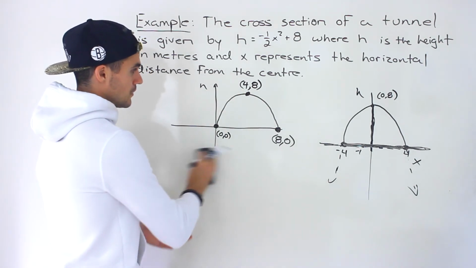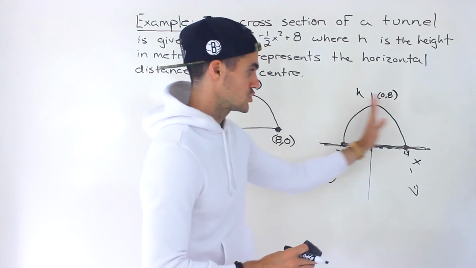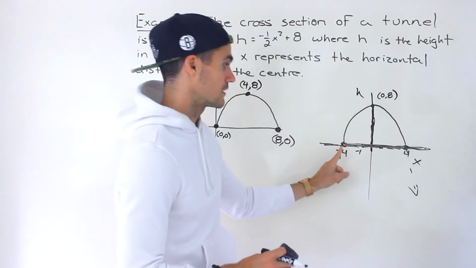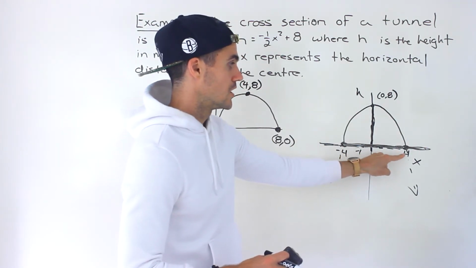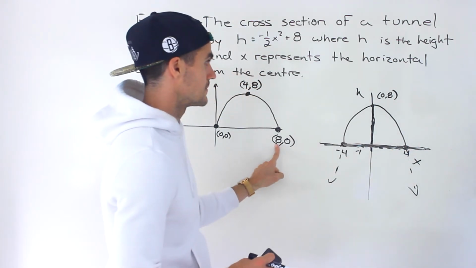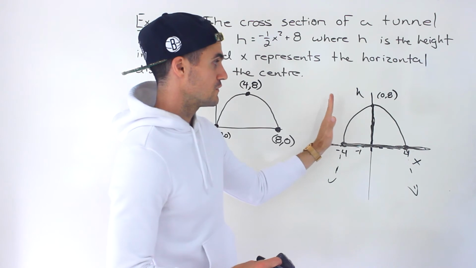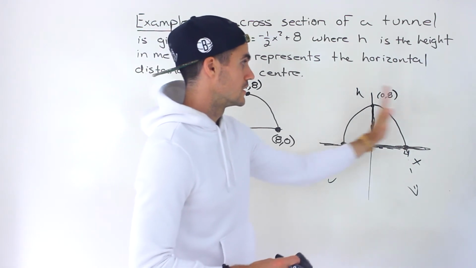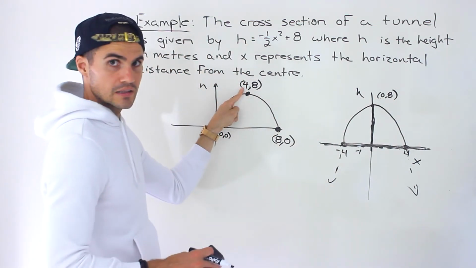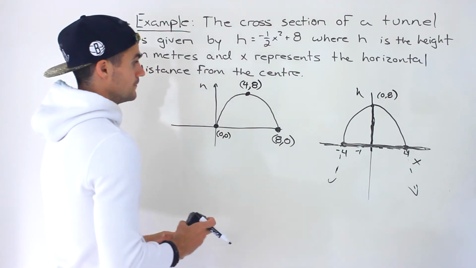Now, basically what we did was we took this graph and shifted it by 4 units. So the negative 4 became a 0, the positive 4 became an 8. And then the y values weren't affected, only the x values, you're just adding 4. So that's where we get that 4 and 8 right there.